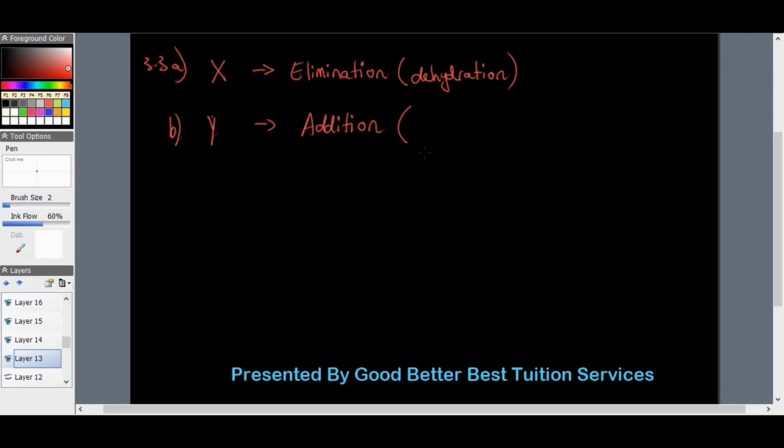Hydrohalogenation. Excellent. Hydrohalogenation was the specific type of addition reaction that occurred because there was the presence of a hydrogen plus X, which is a halogen. In this case it was HBr. Bromine is a halogen. Okay. Excellent.